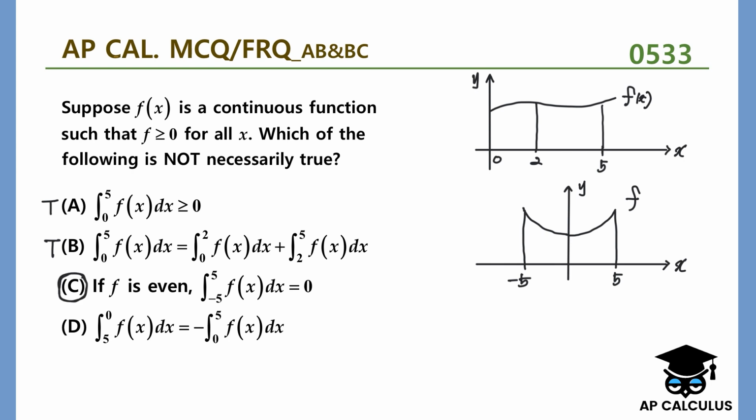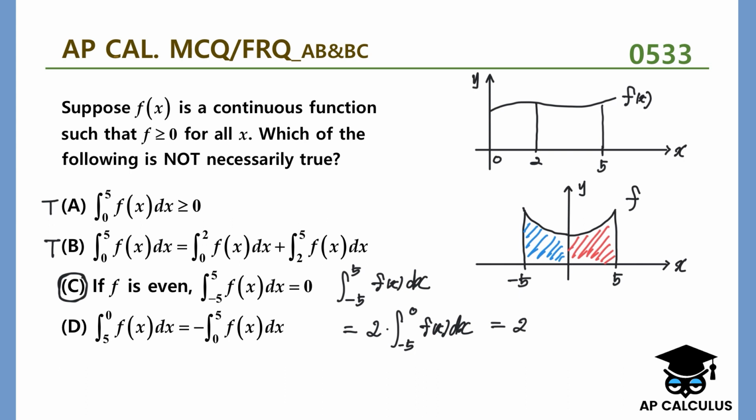But we can say that the integral from -5 to 5 of f of x dx can be written as, since the area of this part right here is equal to the area of this part right here, the area of the whole region is equal to 2 times the area of this part. So we can write the integral from -5 to 0 of f of x dx, or we can write this as equal to 2 times the integral from 0 to 5 of f of x dx.